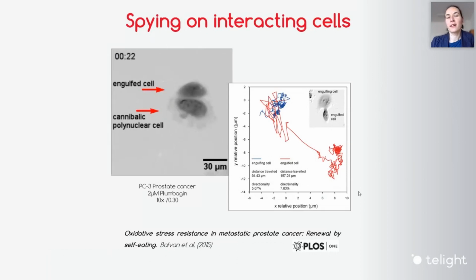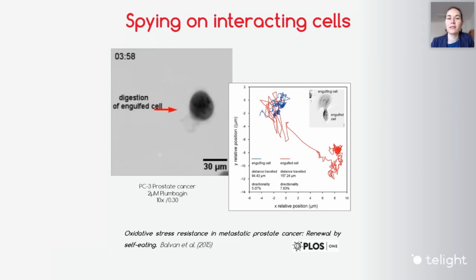If you can precisely segment the cells and plot their trajectories, it's like spying without actually touching, without labeling, so you can spy actually on their interactions. So in this paper, this research was also done with our microscope.